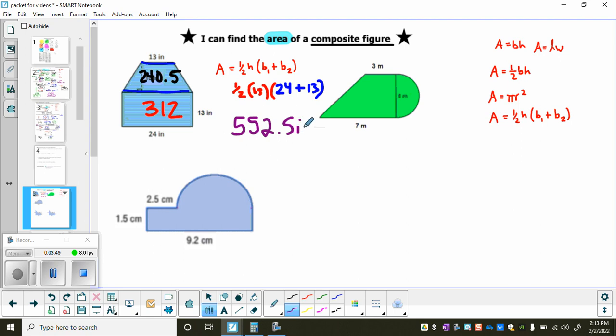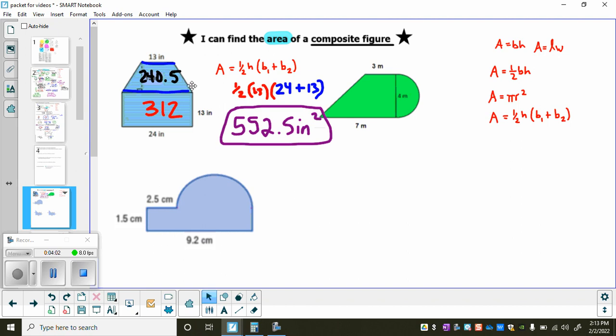When you write it, you're writing inches squared, but when we say square inches. All right. So we just took a rectangle and added the area of the trapezoid, and we found the total area.